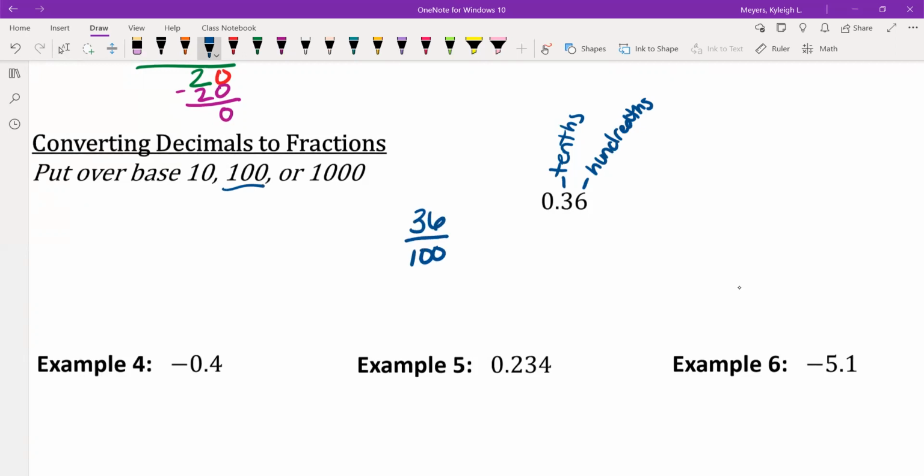And then we have to simplify that. Hint, divide them both by 4. And you're going to get 9 over 25.